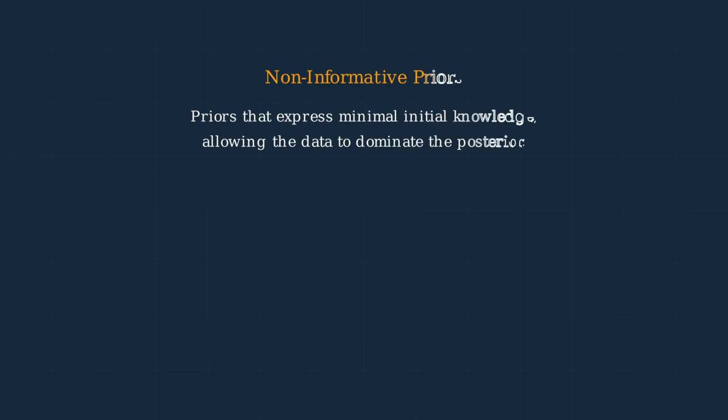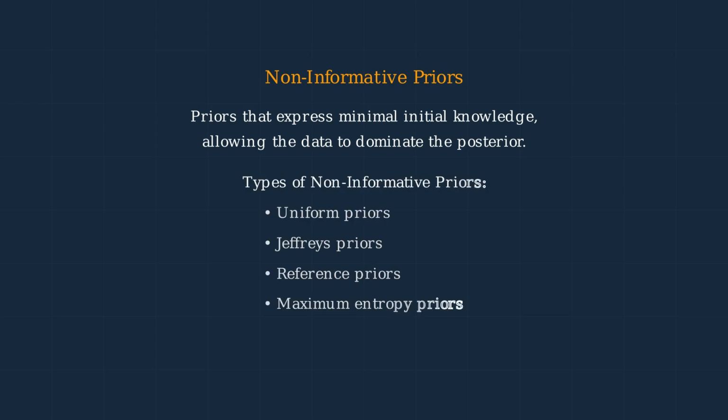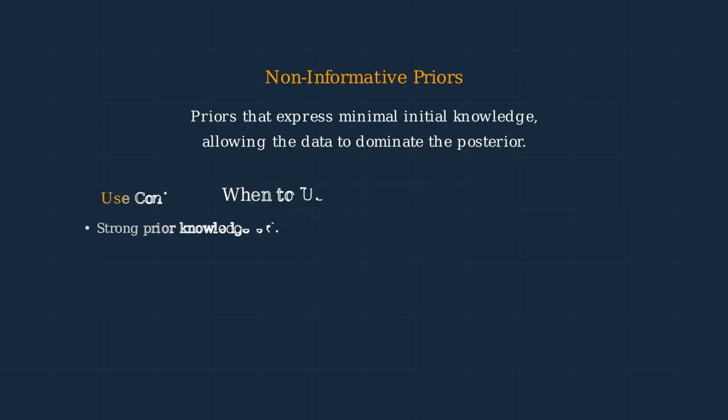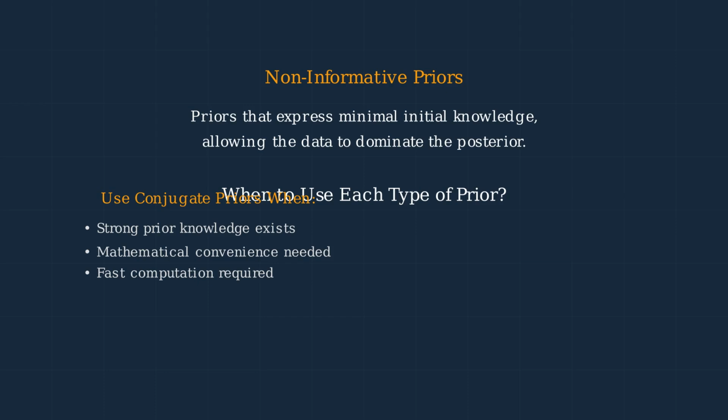Non-informative priors express minimal initial knowledge or beliefs, allowing the data to dominate the posterior distribution. Common types include uniform priors, Jeffreys priors, which are invariant to transformation, reference priors, and maximum entropy priors. The choice between conjugate and non-informative priors depends on your specific situation.